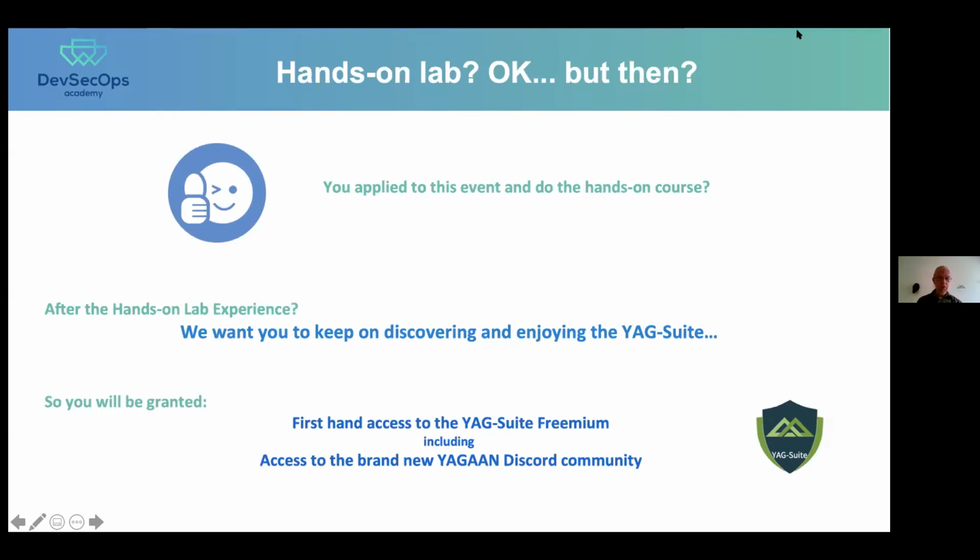After the hands-on lab, you will be granted first-hand access to the YAG Suite Freemium. For the time being, we have only a commercial version of the product, and we are thinking about releasing a freemium version to the public. This freemium version is at the end of beta testing, and we will release it for usage on your site as first-hand access for those who attend the wrap-up meeting.